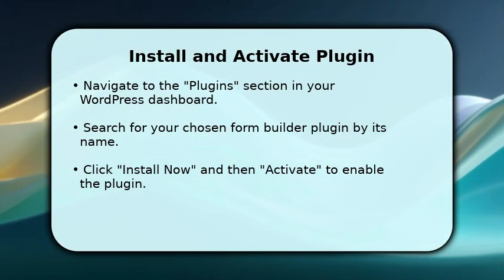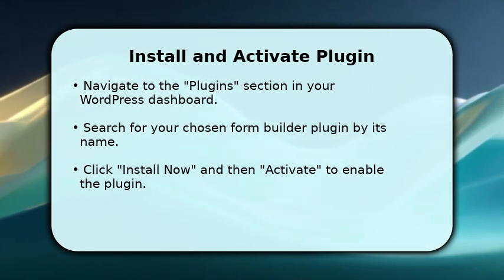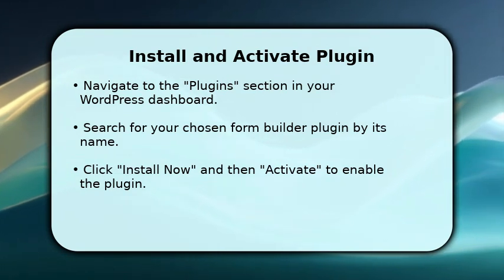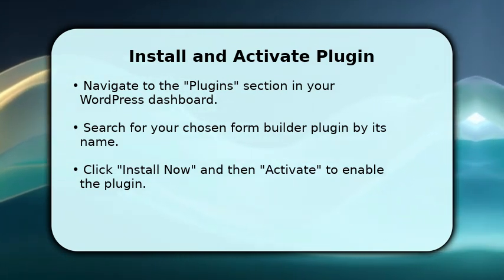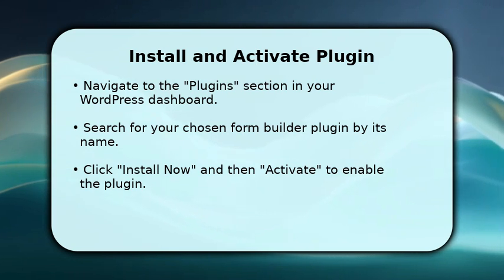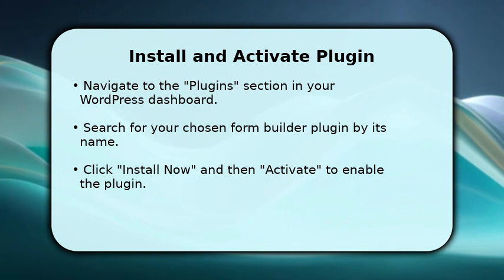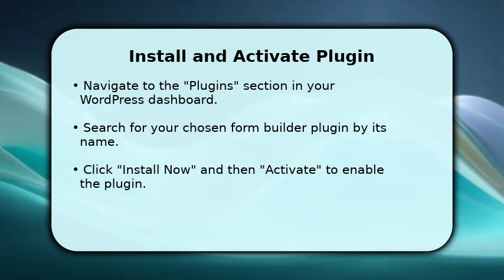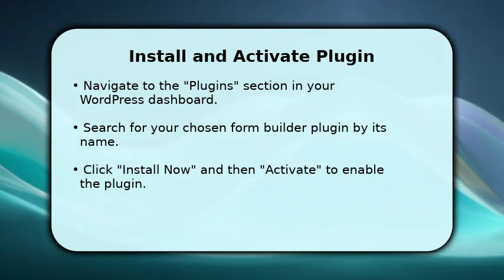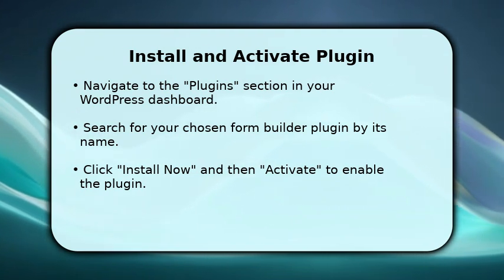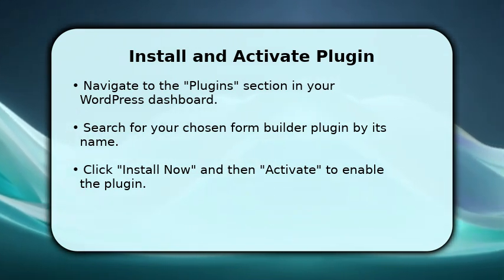Once you've chosen your plugin, the next step is installation and activation. Head over to the Plugins section within your WordPress dashboard. From there, you can easily search for your selected form builder by name. After finding it, simply click the Install Now button and then activate to enable its full functionality on your website. This process usually takes less than 1 minute.